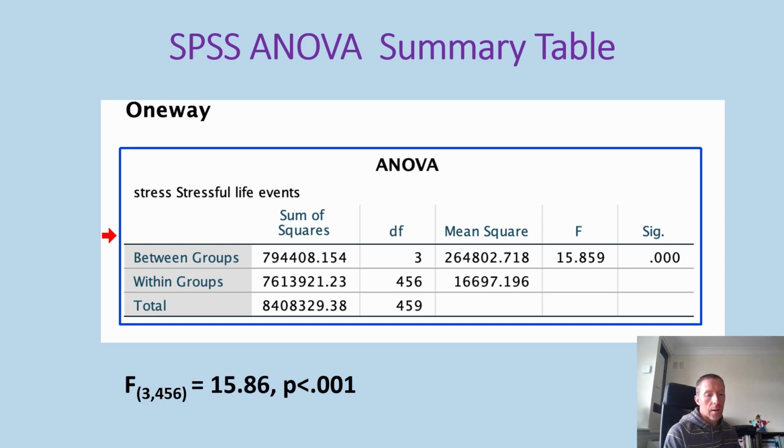At the bottom of this slide, you can see how to report the F statistic. Like the t statistic, you've got F showing what the statistic is, and then in brackets you've got the degrees of freedom. Notice this time you've got two degrees of freedom, one for the between groups, which is 3, and one for the within groups, which is 456. So in brackets you've got 3, 456, then equals 15.86, so they've rounded the F value to two decimal places, then a comma, then p is less than 0.001. That's how you would report it. We're going to go a little bit beyond that, and we'll probably look at effect sizes.